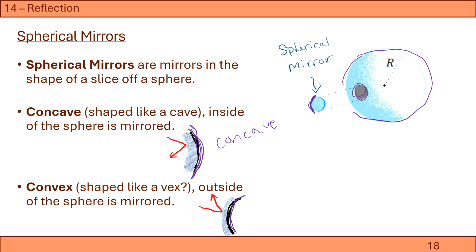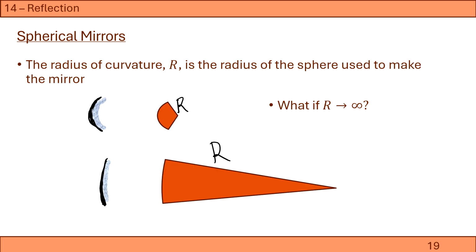If it's the other side of the mirror, so the outside of the sphere, that's reflective. Well, this is convex, shaped like a vex. No, there's not as fun of a mnemonic for this one, but it's not the concave one. So it's the outside of a sphere that's mirrored, and so this will be convex. If you think about that giant sphere that we used to make the spherical mirror that we lobbed off a piece, the radius of that giant sphere is going to be a big R, the radius of curvature.